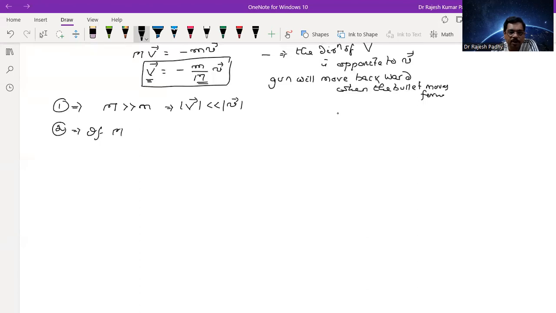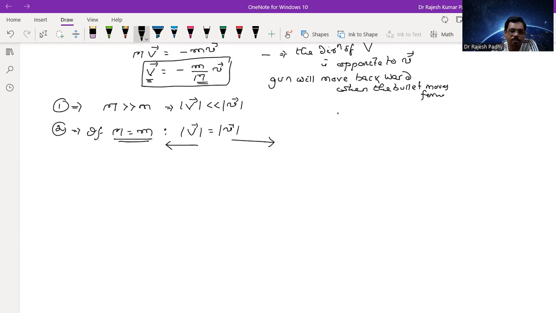Now this is case 2. Suppose capital M is equal to small m. Then what would happen? Now recoil velocity of gun must be equal to velocity of bullet. Hence, the speed with which the bullet will move in forward direction, the gun will move in the backward direction. For that reason, it will give a jerk, or it will give an injury to the person who fired.